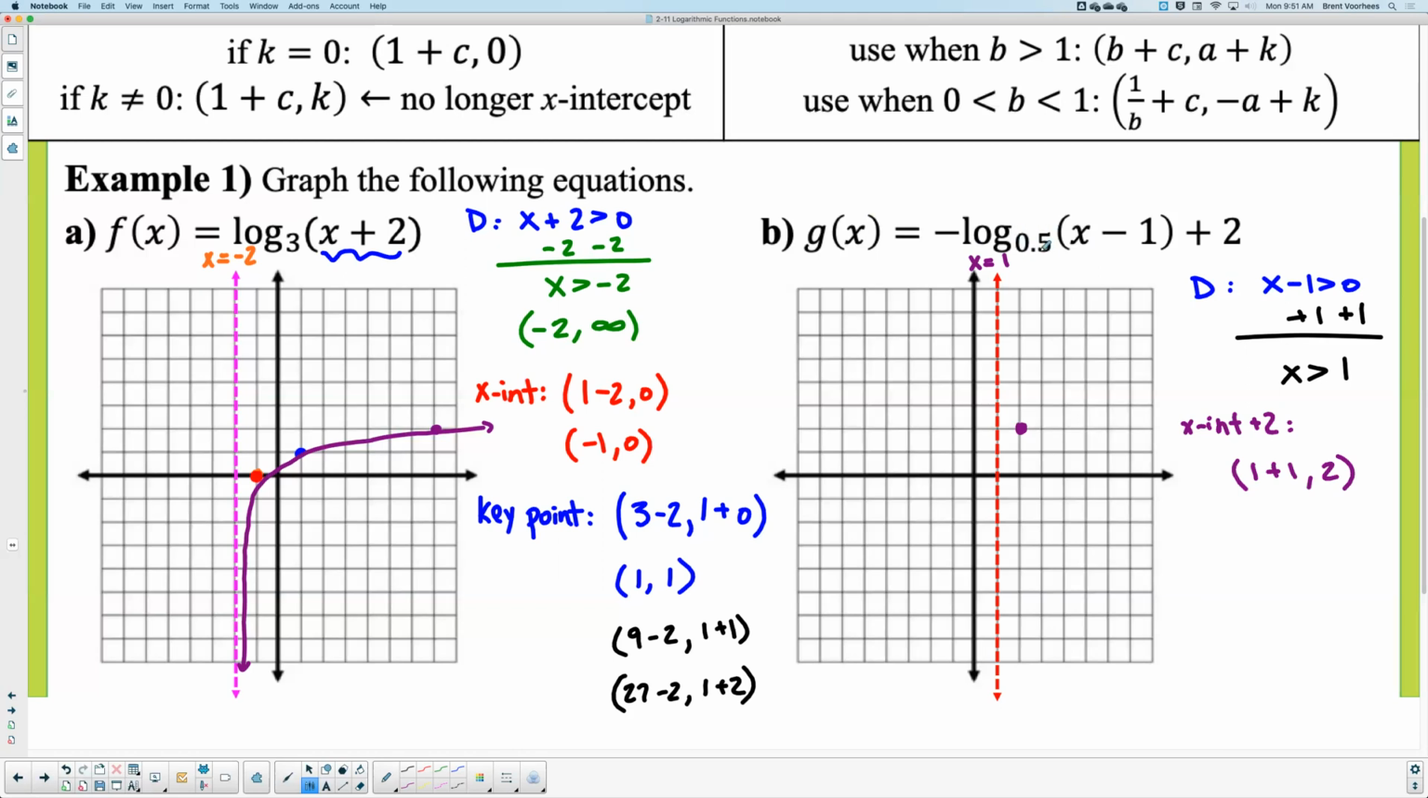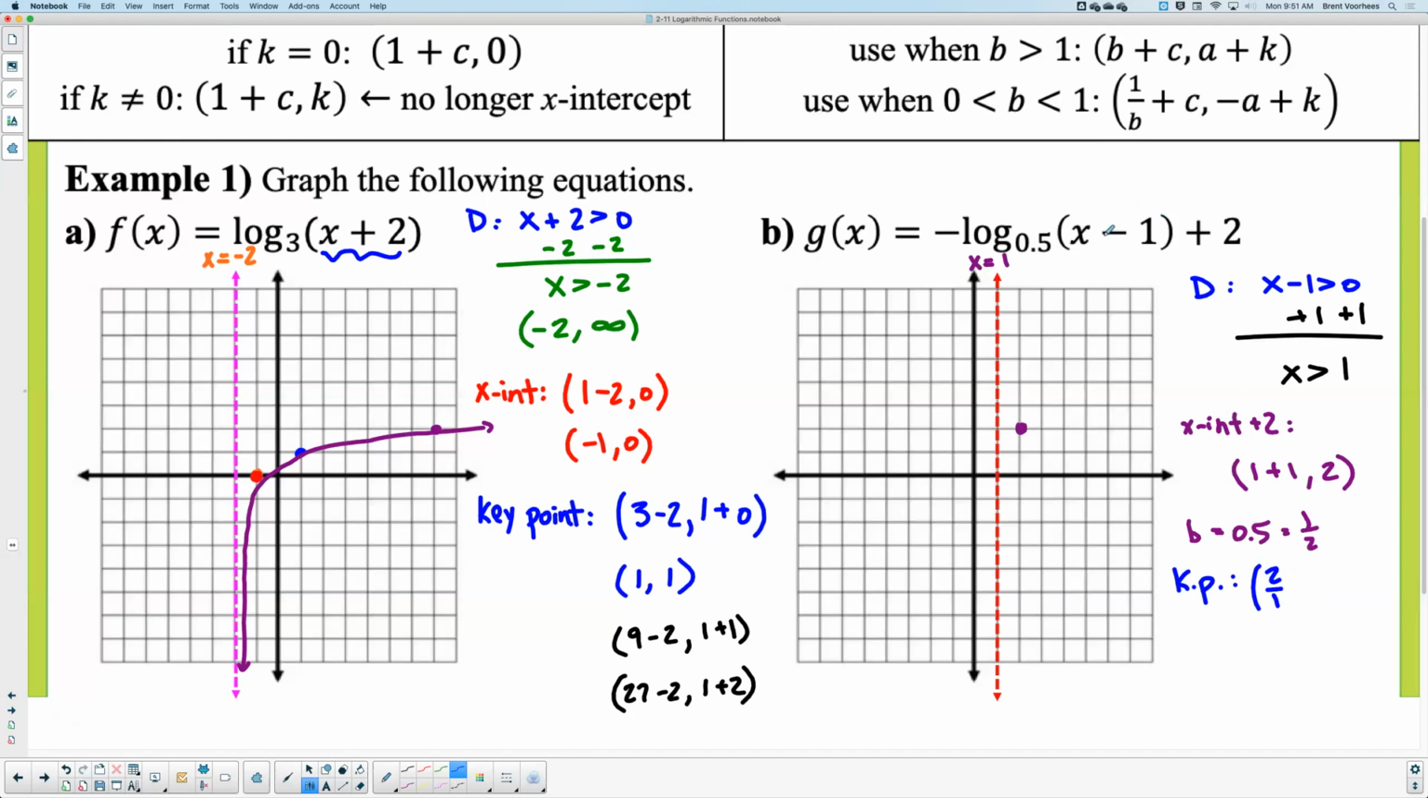Now my base, is my base greater than 1 or is it between 0 and 1? Between 0 and 1. So the easiest way to use this is right here, which means I'm going to take the reciprocal of the base. So what is my base right now? 0.5, which is the same thing as what fraction? So what this is telling you is take the reciprocal, that's 1 over b. So this key point, I'm just going to do KP this time. What does KP stand for? Key point. I'm going to take the reciprocal, which now is 2 over 1. Right here. It's going to be 2 over 1.